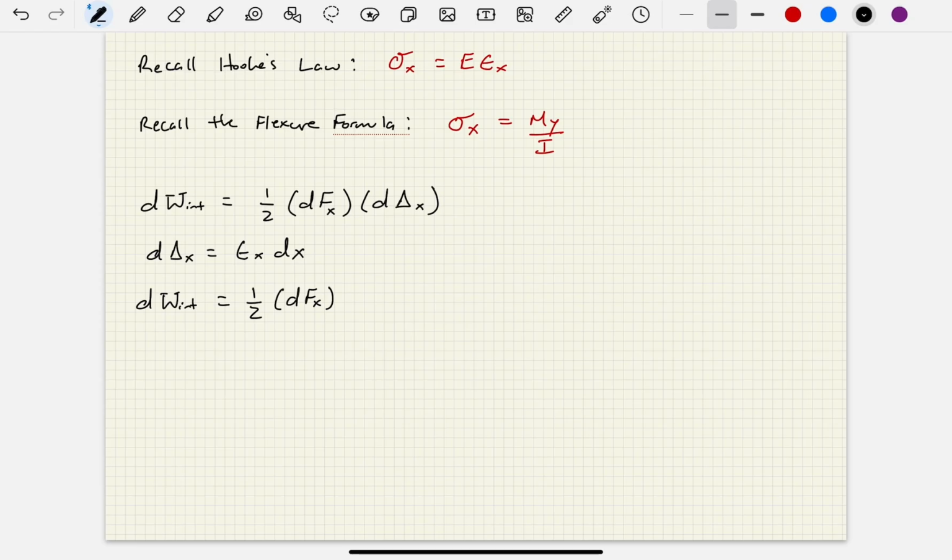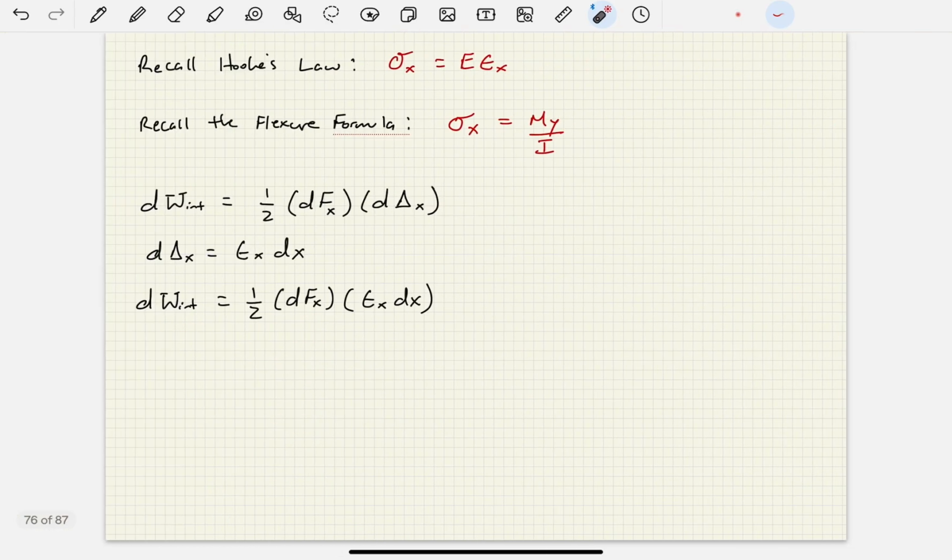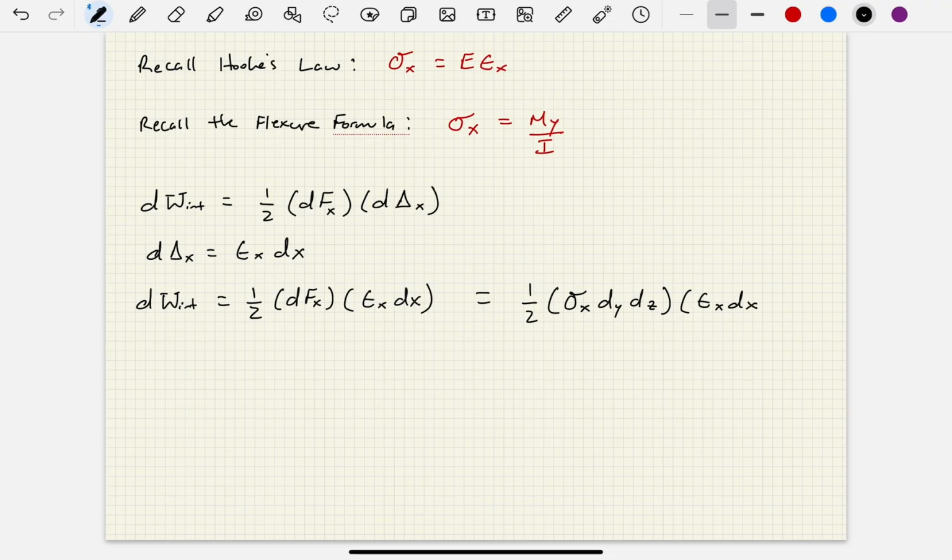dF sub x times epsilon sub x dx. Well, remind me, what is dF sub x? Well, we did this on the previous page. It is sigma x dy dz, right? So I can substitute that in, and I can say, okay, this is 1/2 times sigma x dy dz, and then again times epsilon x dx.